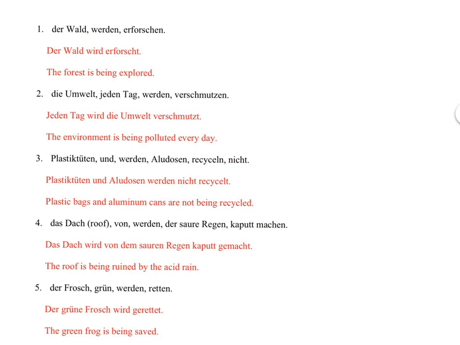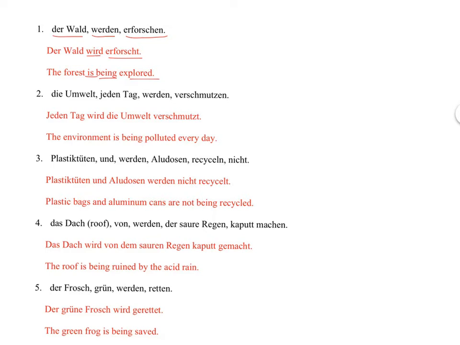Here we have some sentence examples for you to complete in your notes. So if we're doing these in the passive voice, for example, number 1, I see the subject is der Wald, which is singular, so I'm going to treat it like an er/sie/es. So werden is going to become wird. And then I need the past tense of erforschen, which is erforscht. Der Wald wird erforscht. Wird means is being, and we know erforschen is to explore, so the past tense is explored. The forest is being explored.